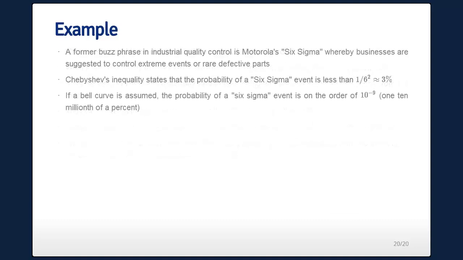Okay, so a former buzz phrase in industrial quality control was Six Sigma, which I have to admit, I have no idea what Six Sigma really is from an industrial quality control standpoint. But I do know what 6 standard deviations away from the mean is. The probability of a random variable being more than 6 standard deviations away from the mean is less than 1 over 6 squared, less than 3%. If it's a bell curve, then the event is on the order of 10 to the minus 9th. Okay, so that's interpreting variances.